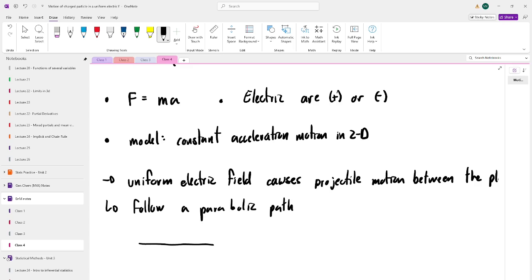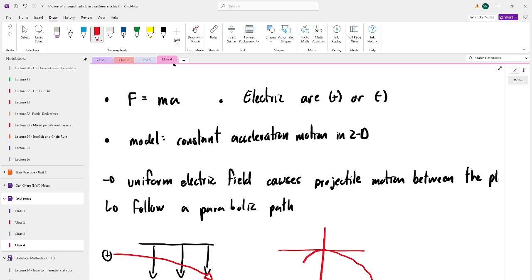So, for example, if we shoot a particle like that, its motion might look like that, which is a parabola, right? If you extend this into a graph, you're getting the right section of the parabola that might be this equation, for example.